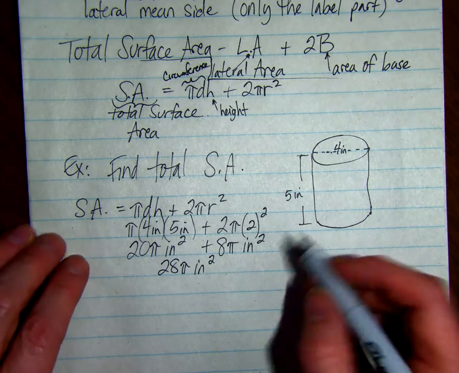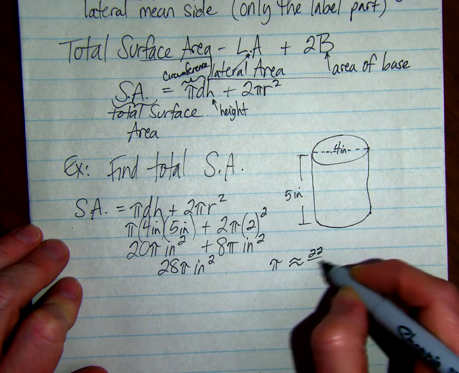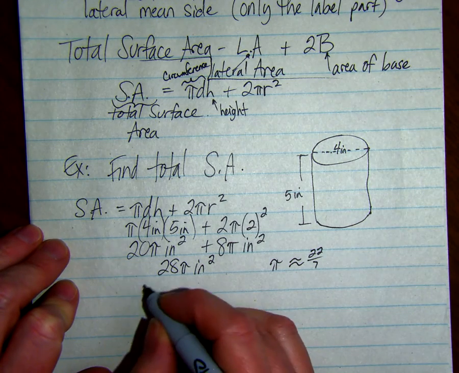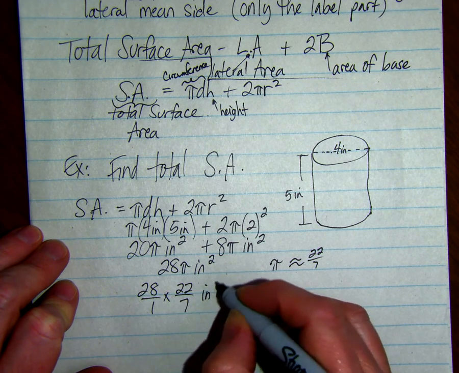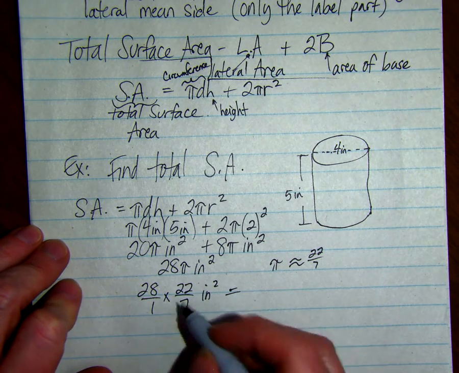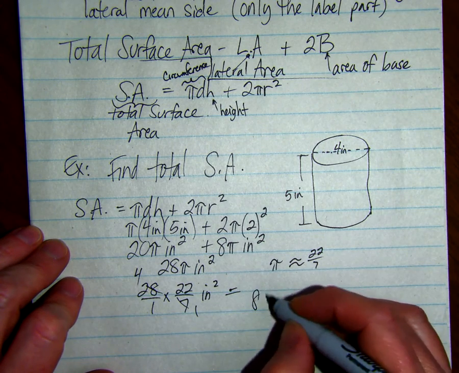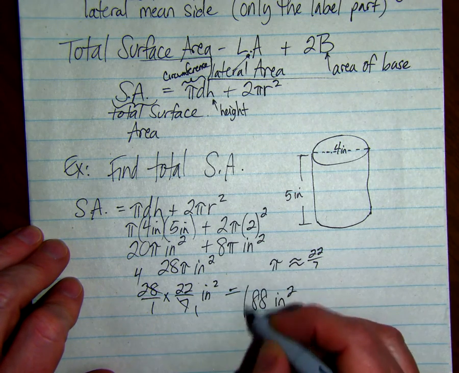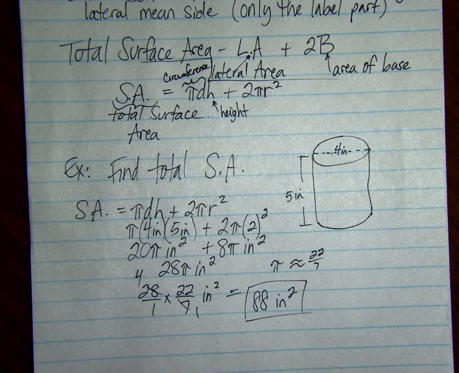And if we want to estimate, we could say pi is approximately 22/7, so we can have 28 over 1 times 22/7 inches squared, and that equals 4 times 22, or approximately 88 inches squared. And that's the end of the lesson.